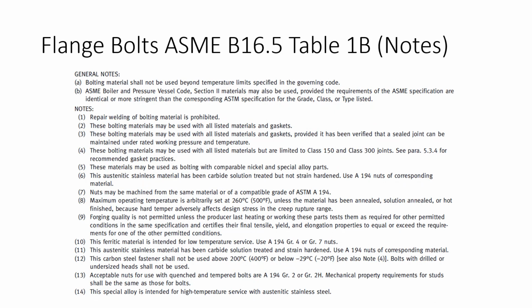An explanation of these notes shown here clarify the accepted applications of these bolts and provide requirements for their use. And to read through just a few of the notes, Note 2 under high strength bolts states that these bolting materials may be used with all listed materials and gaskets. Note 3 under intermediate strength bolts states that these bolting materials may be used with all listed materials and gaskets, provided it has been verified that a seal joint can be maintained under rated working pressure and temperature.